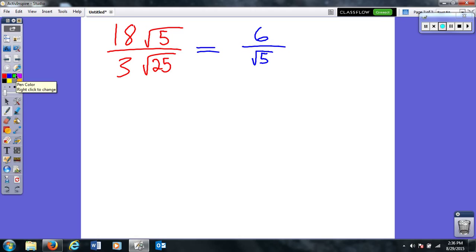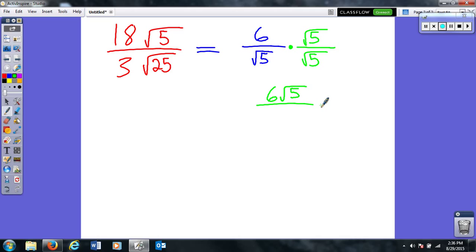What we can do to make that happen is multiply top and bottom of the fraction by square root of 5 over square root of 5. If we multiply these fractions, on the top we get 6 times the square root of 5. Then on the bottom, we get square root of 5 times square root of 5.